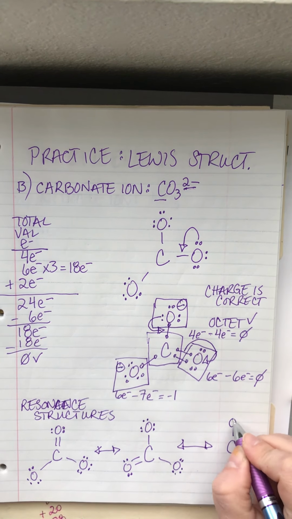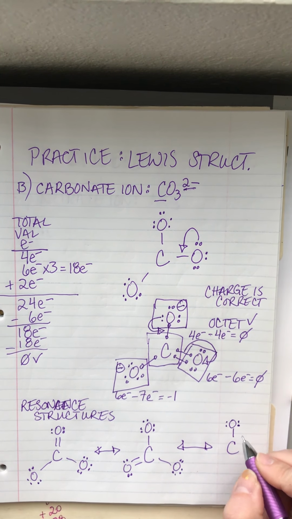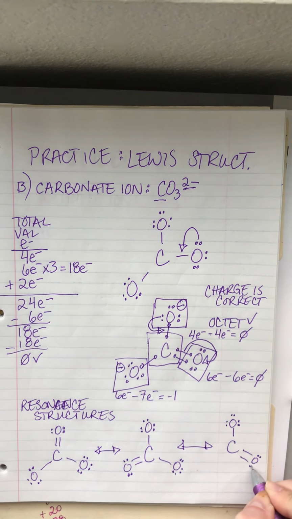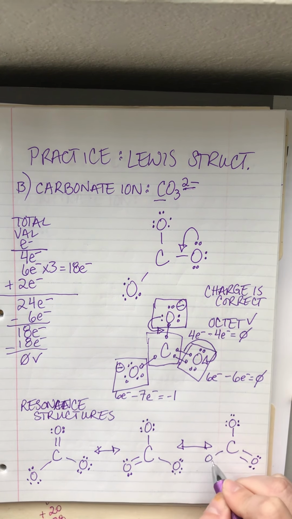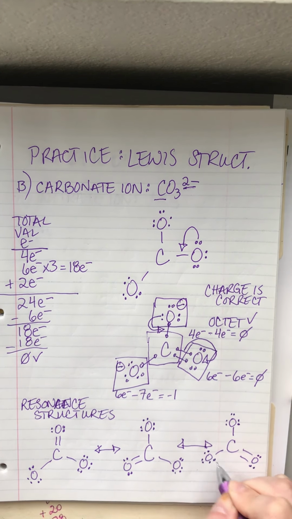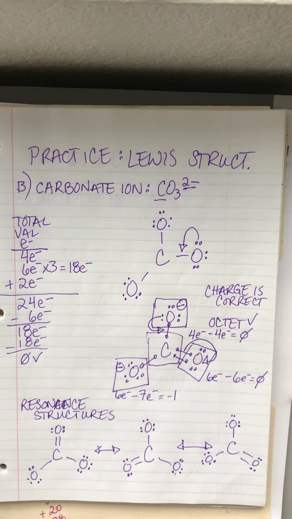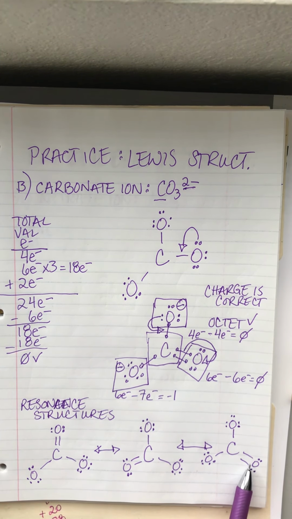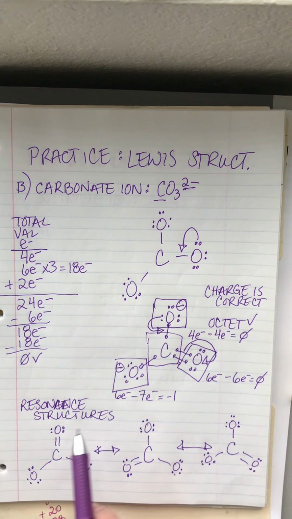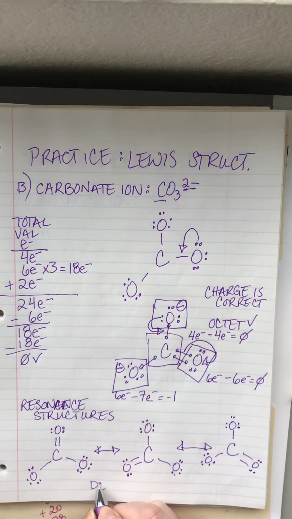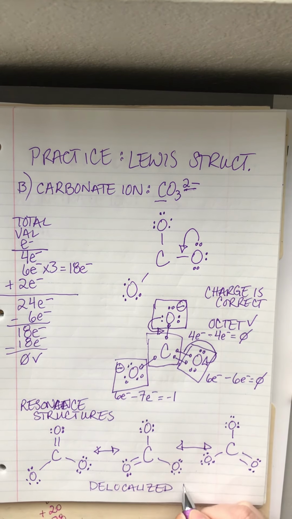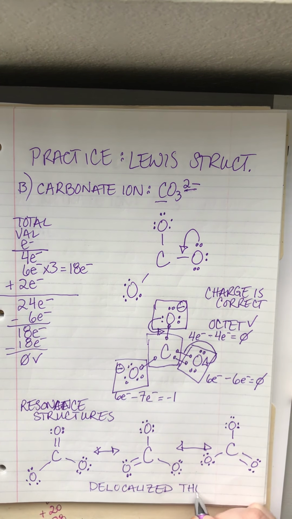So I have these 3 equivalent structures for carbonate ion. So I have the double bond on this oxygen, and then this oxygen, right? All of these structures are equivalent, and what they mean is that we have delocalized the double bond.